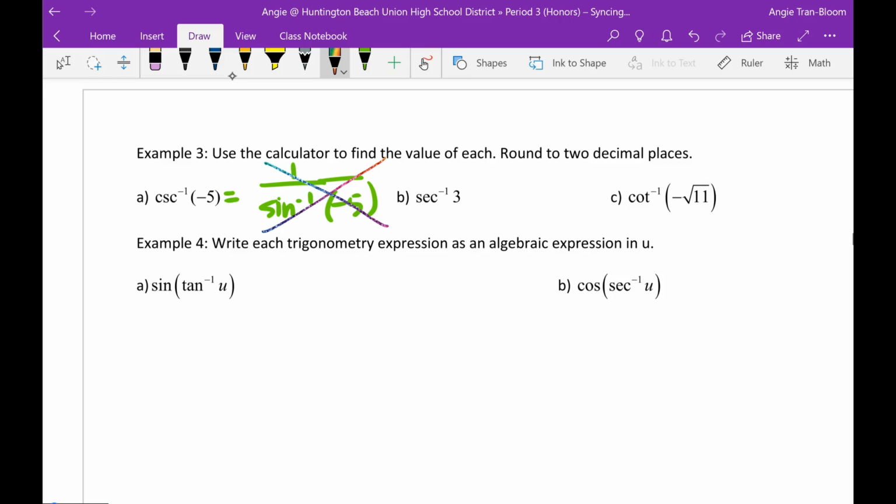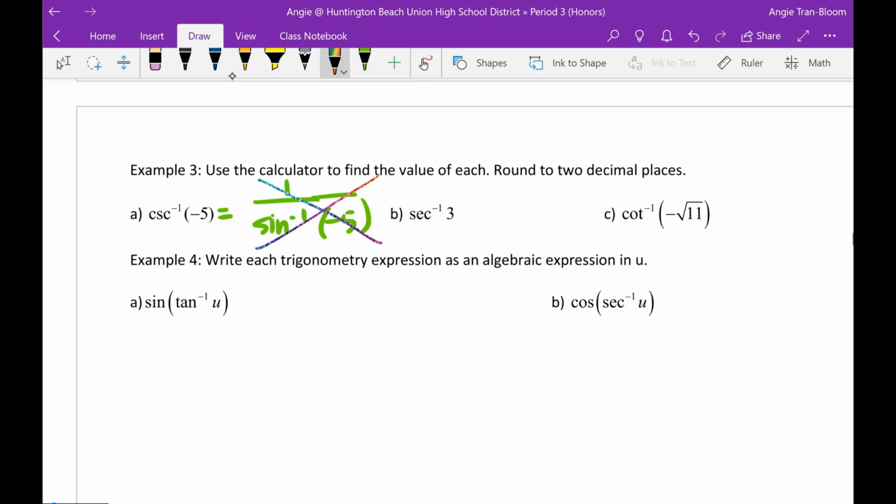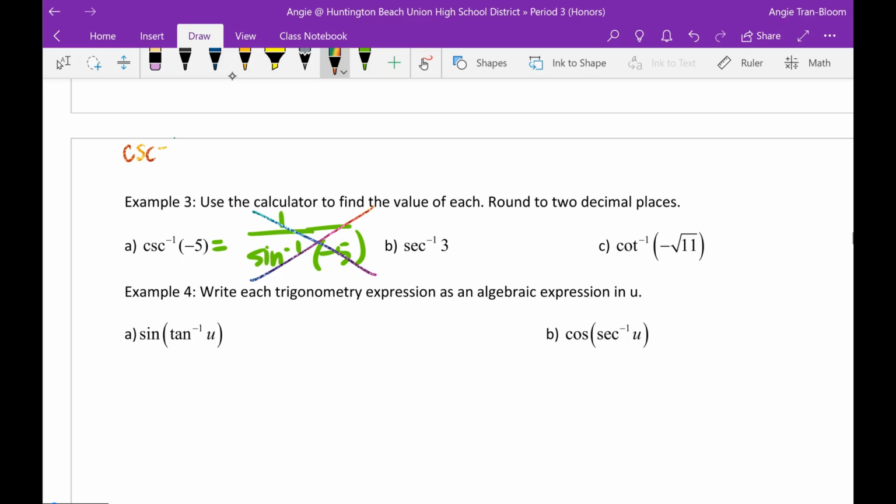Here we go. Cosecant inverse. Would you agree whatever the answer is, it will be an angle? Let's give it a theta, okay? Cosecant inverse of negative 5 equals some angle. And this is why we do what we do. I'm now going to try to compose both sides. Would you agree that negative 5 equals cosecant of theta? Is that okay still?